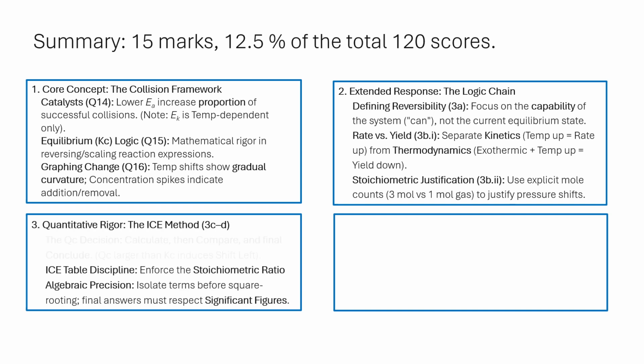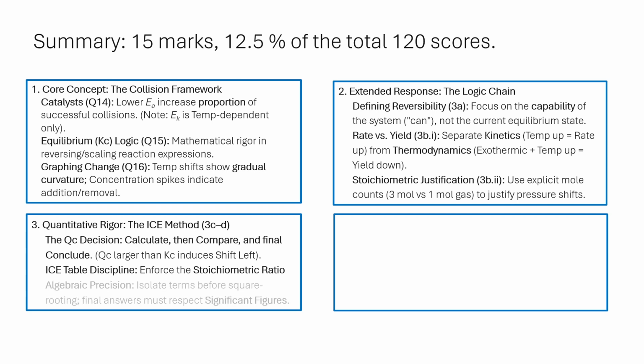3. Quantitative rigor, the ICE method, 3CD. The Qc decision: calculate, then compare, and finally conclude. Qc larger than Kc induces a shift left. ICE table discipline, enforce the stoichiometric ratio. Algebraic precision, isolate terms before square rooting, and final answers must respect significant figures.